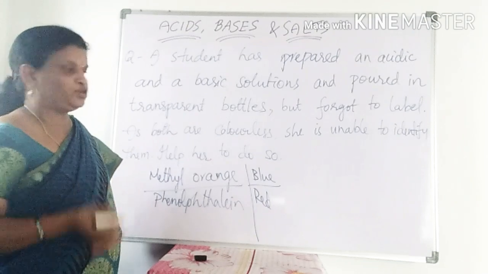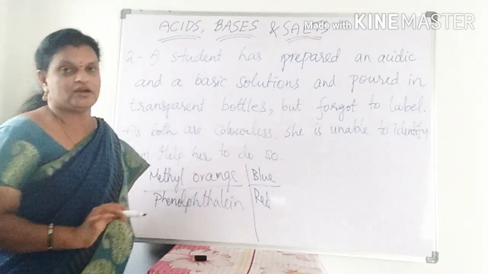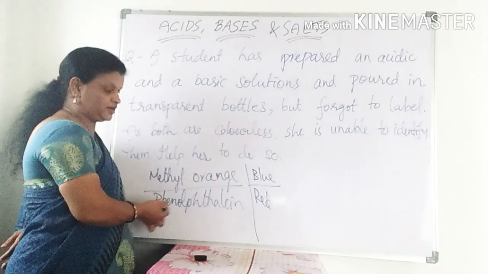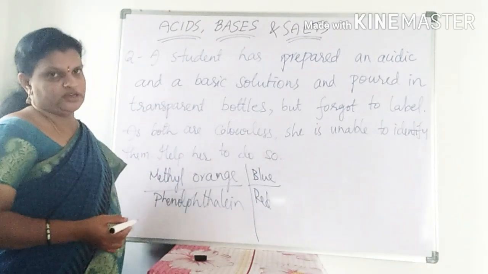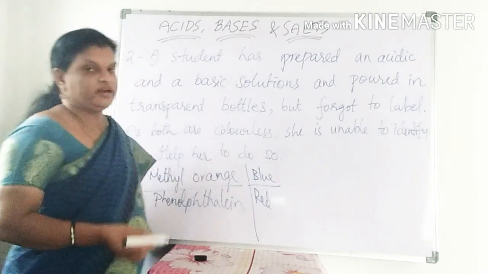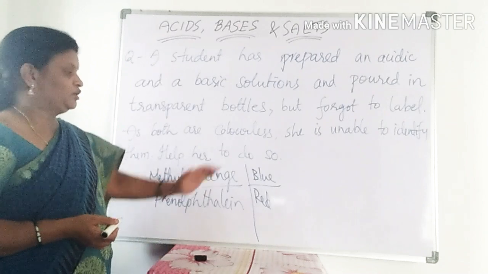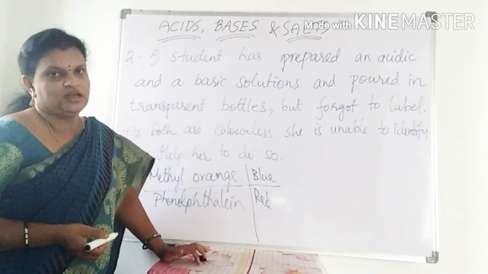Otherwise, sometimes what they will do is provide you only with methyl orange. How can you help her? Like that they will ask, or they may ask that you are provided only with phenolphthalein, or only with red litmus paper. How can you identify the solutions? Like that, the question may be given. So based on that, you have to think about it and write it.